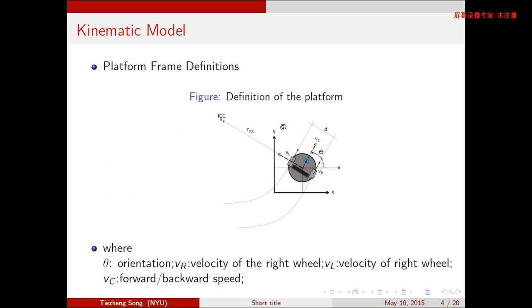So this is the frame definition of the robot. VL is the velocity of the left wheel. VR is the velocity of the right wheel. VC is the forward and backward speed. The ICC is the reference point, and RICC is the distance between the reference point and the center of the robot.